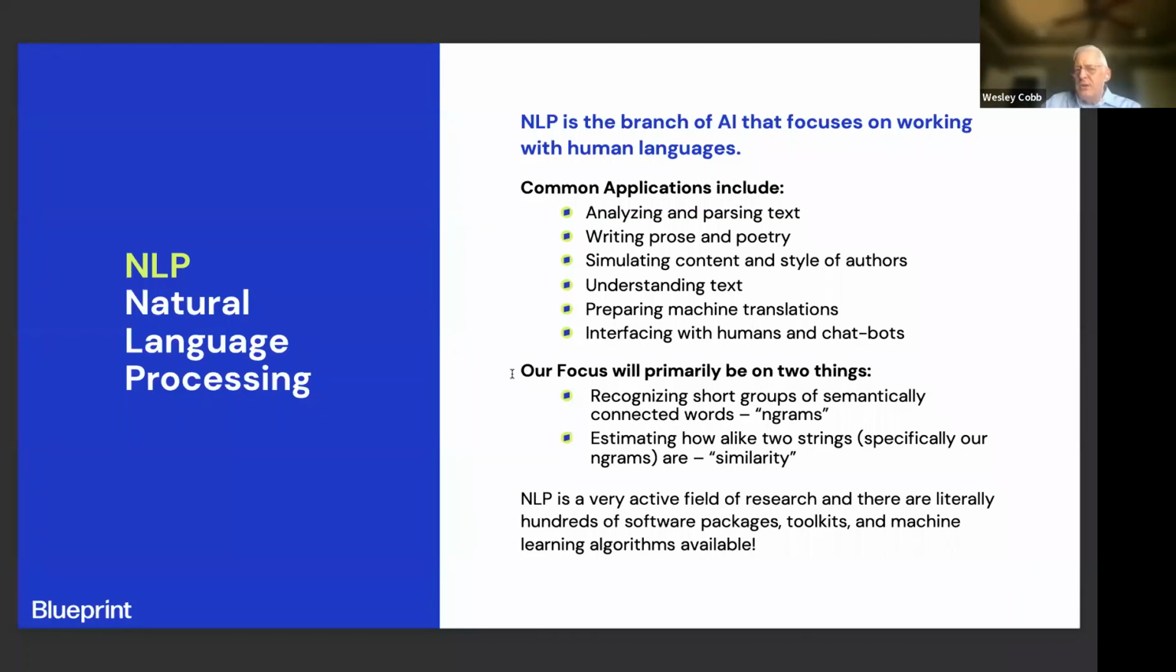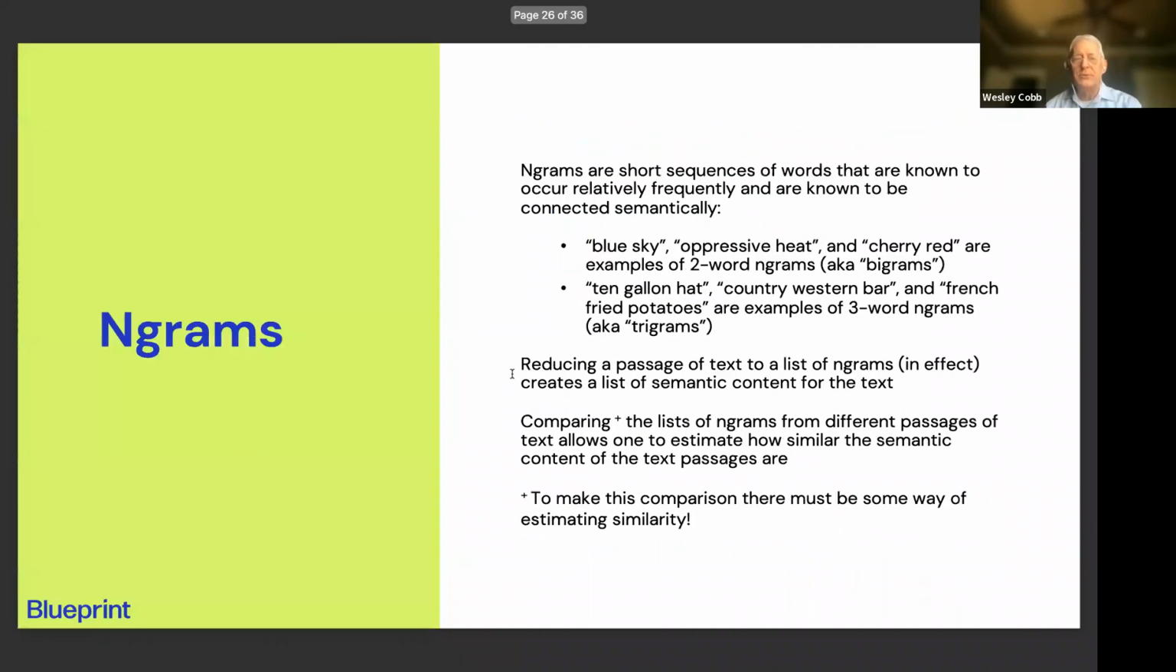Two of the areas in natural language processing that we're going to focus on are called Ngrams and similarity. Ngrams are very short groups of semantically connected words. We'll talk about that in a minute. And similarity is a way of estimating how similar or different a couple of strings are. In our particular case, we're going to be comparing these short groups of connected words, the Ngrams, so we're going to be looking at the similarity between Ngrams. It's a very active field of research, and there are hundreds and hundreds of algorithms and packages out there that people can work with to build things. And we're going to be using a couple of the more prominent ones in a moment.